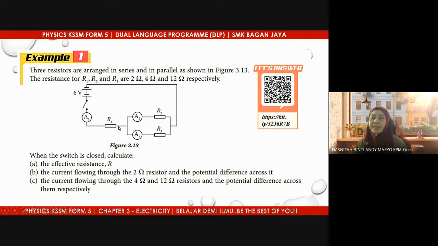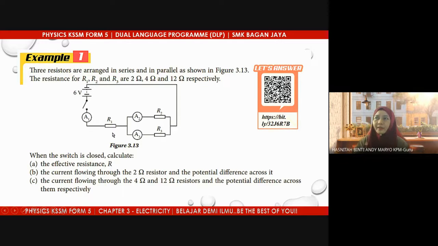Okay, how do we understand this circuit? R2 and R3 are arranged in parallel, correct? And they are in series with R1. Okay, I repeat, R2 and R3 are connected in parallel and they are in series with R1. So we say this is a combination circuit.